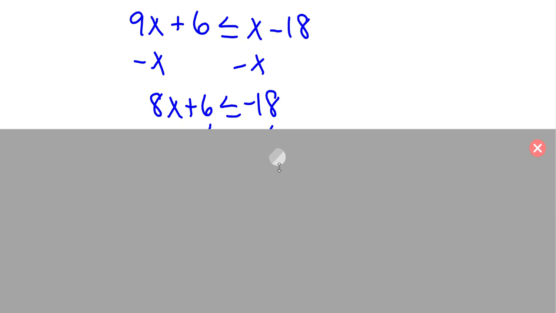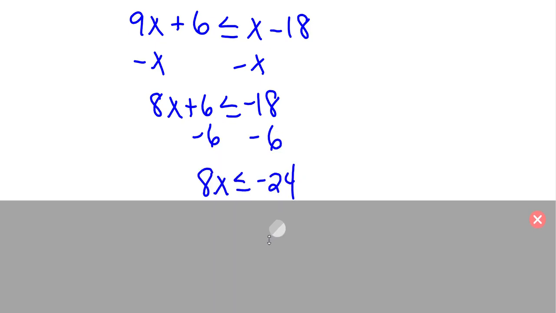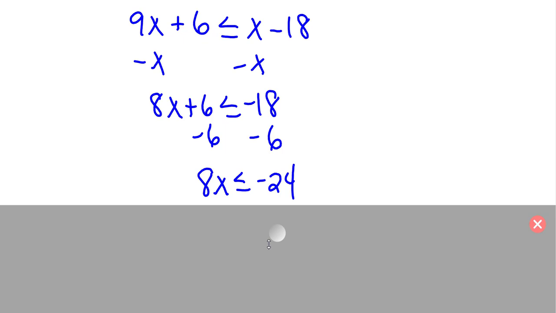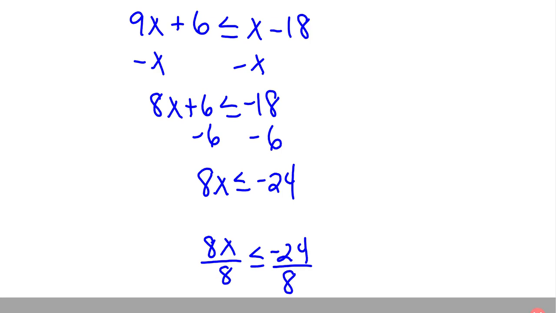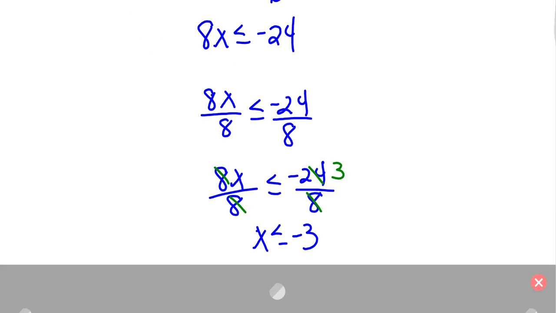I see the addition of 6, so to undo that, I'll subtract 6 from each side, which means 8x is less than or equal to negative 24. I've got some multiplication here to undo, so I'll divide each side by 8. And that means x is less than or equal to negative 3.